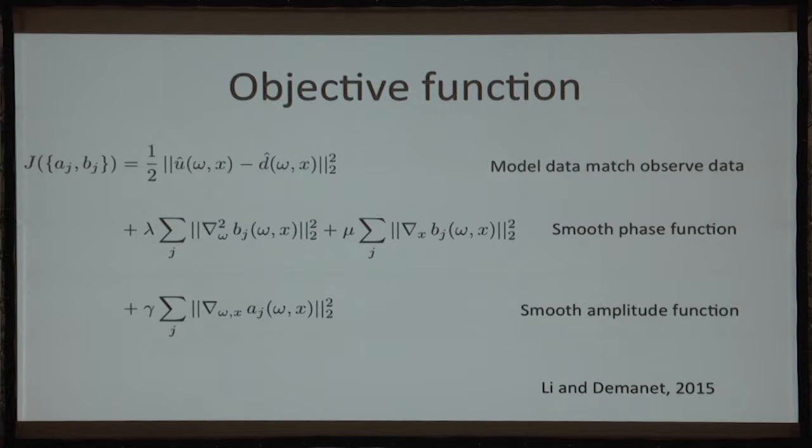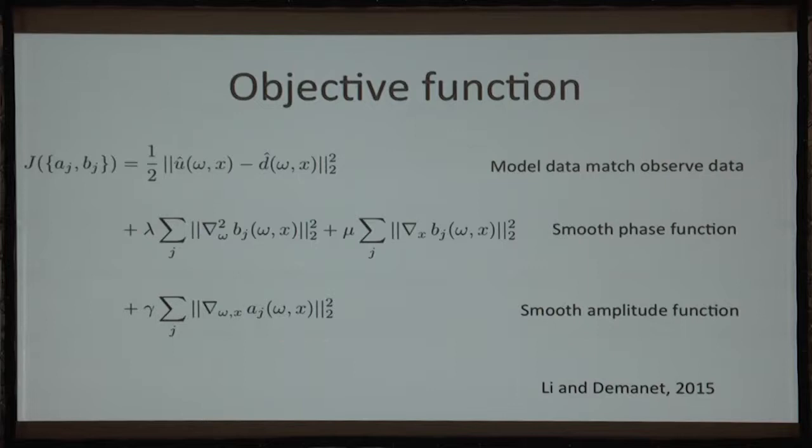And here we add the constraints on the phase term. We have a second order derivative in omega, suggesting phase should be linear in omega and should be smooth in x. And for amplitude, we want the amplitude to be smooth in both omega and x. So this is a cartoon version of full waveform inversion, if you want. And this objective function suffers the same, or similar, nonlinearity and non-convexity that full waveform inversion suffers.